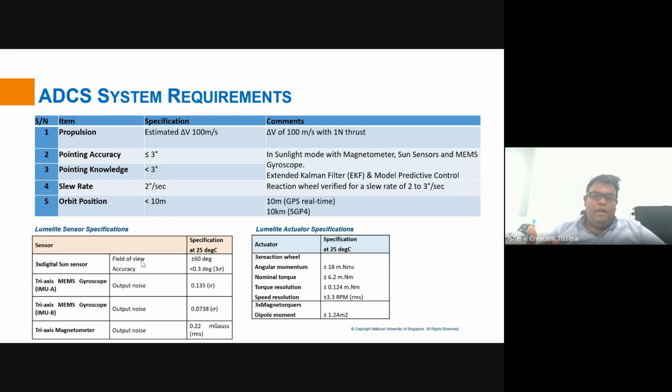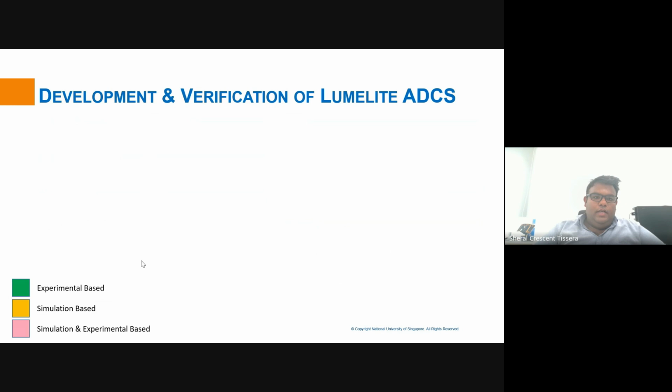satellite body reference frame. For the actuators, we have reaction wheels to produce the required slew rate of 2 degree per second, and magnetic torquers to dump the saturated momentum of the reaction wheel.